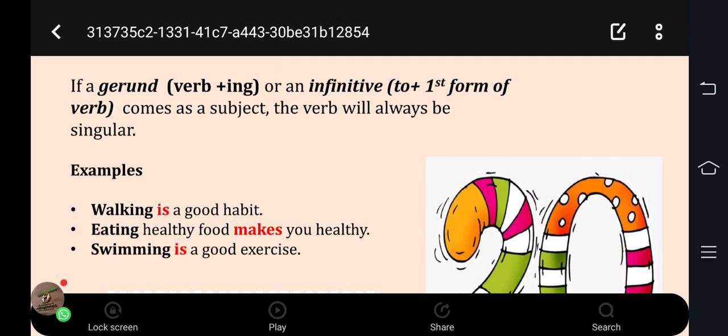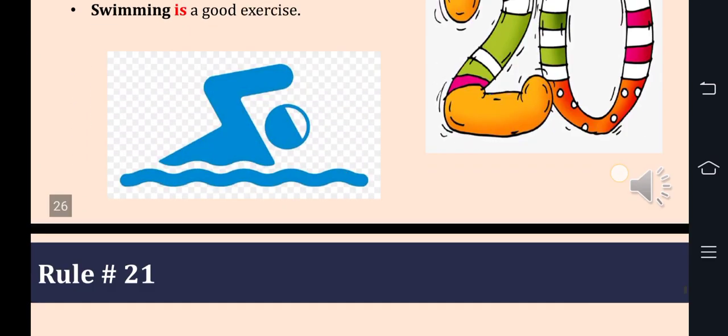If a gerund, that is verb plus "ing," or an infinitive, "to" plus the first form of the verb, comes as a subject, the verb will always be singular. Walking is a good habit. Eating healthy food makes you healthy. Swimming is a good exercise.